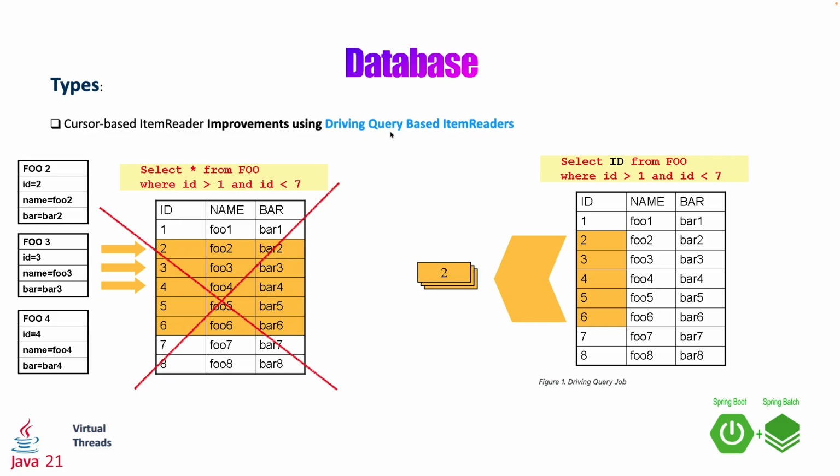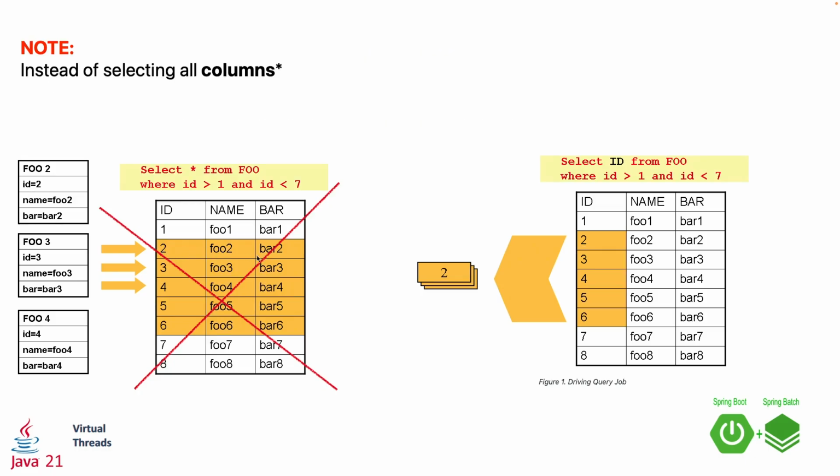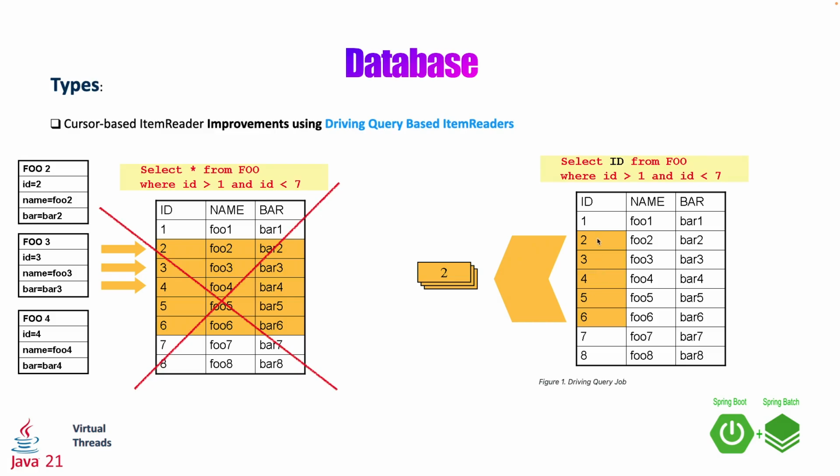So using the driven query based approach, instead of selecting the entire row, we can just select the IDs. By selecting only the ID, we are going to have a more lightweight object. Because as I was telling you guys, opening the cursor over an extremely large data set can cause issues on the database for some vendors. So that's why we can use this approach.